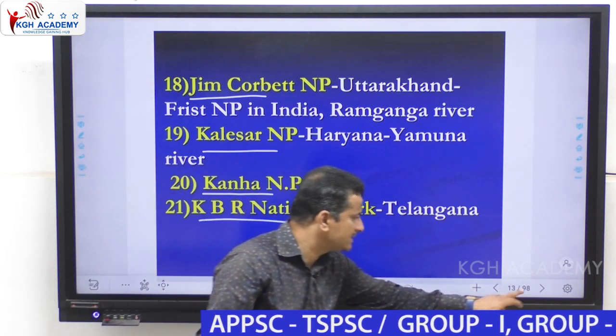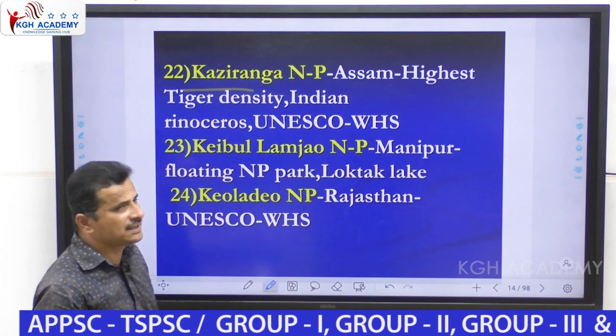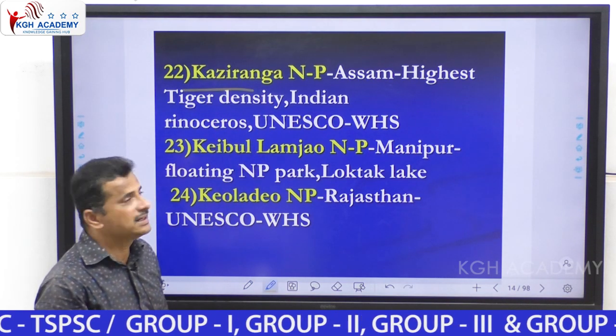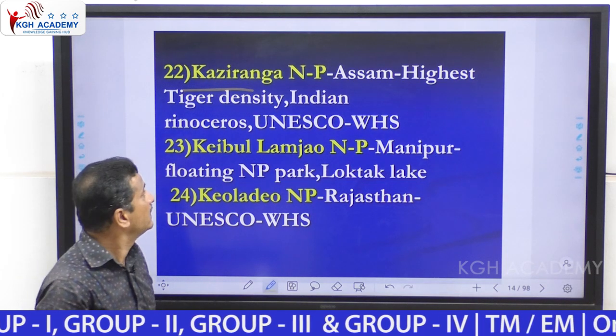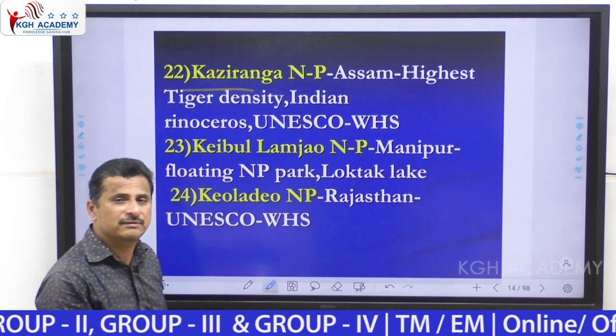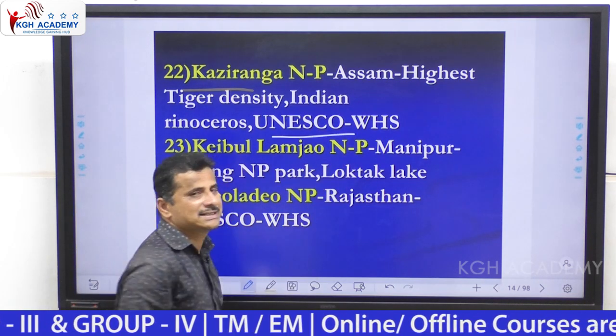And next after this, Kaziranga National Park, Assam. This has the highest tiger density in India, and rhinoceros are also famous. Here Kaziranga National Park is famous for rhinoceros, and this is a UNESCO World Heritage Site.